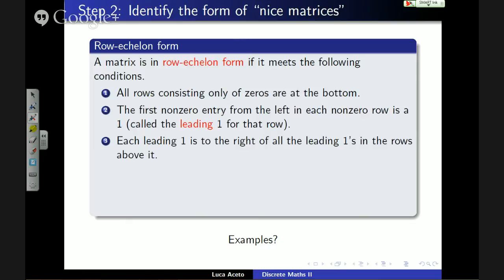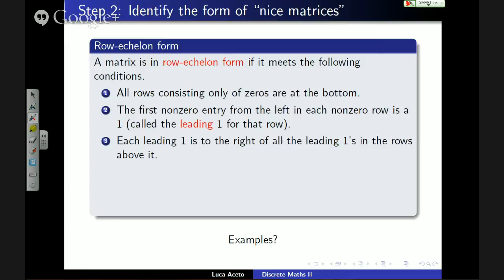Fantastic. Condition number 3, dear friends. There are always 3 conditions when things are really cool. Each leading one, because 3 is the magic number, De La Soul. Listen to that song after the lecture, not now. Each leading one is to the right of all the leading ones in the rows above it.